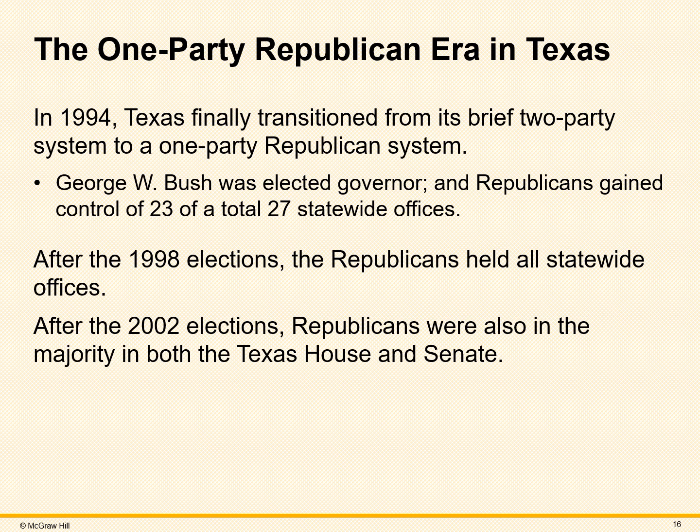In 1994, Texas finally transitioned from its brief two-party system to the one-party Republican system. George W. Bush was elected governor and the Republicans gained control of 23 of the total 27 statewide offices. After the 1998 election, the Republicans held all statewide offices, and after the 2002 elections, Republicans were also the majority in both the Texas House and Senate.